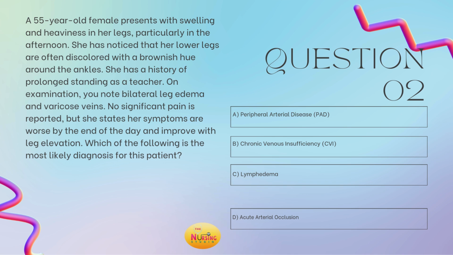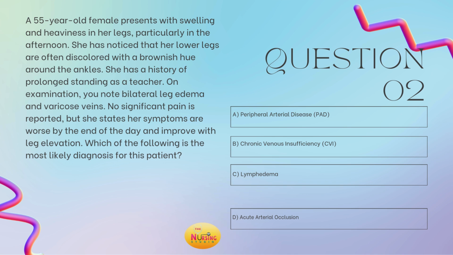55-year-old female. She presents with swelling and heaviness in her legs, particularly in the afternoon. She has noticed that her lower legs are often discolored with a brownish hue around her ankles. She stands for long periods as she is a teacher, but on exam, you note bilateral leg edema and varicose veins. She does not have any significant pain, but states her symptoms are worse by the end of the day and they improve with leg elevation, right?